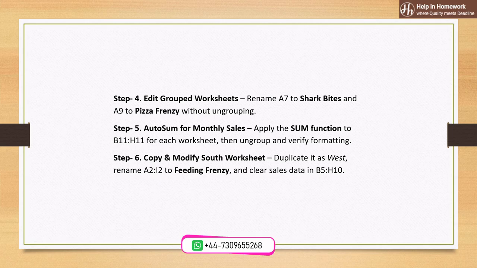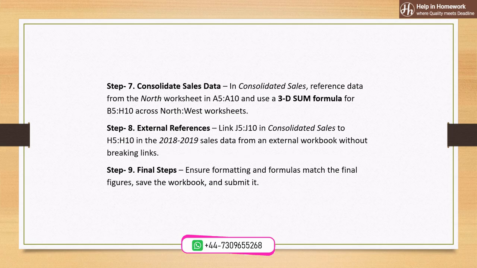Step 6. Copy and modify the South worksheet. Duplicate it as West, rename A2 and I2 to Feeding Frenzy, and clear sales data in B5 through H10. Step 7. Consolidate sales data. In Consolidated Sales, reference data from the North worksheet in A5 and A10, and use a 3D sum formula for B5 through H10 across the North and West worksheets.